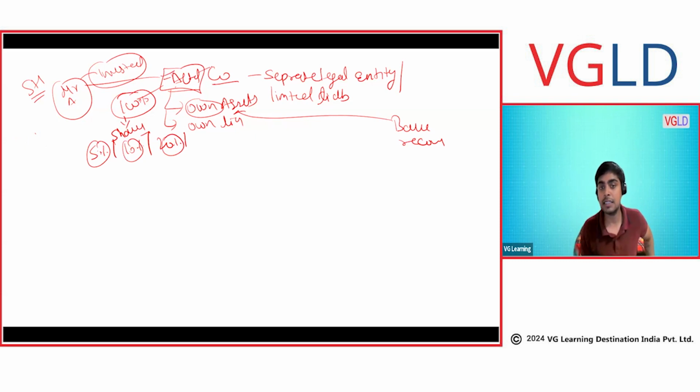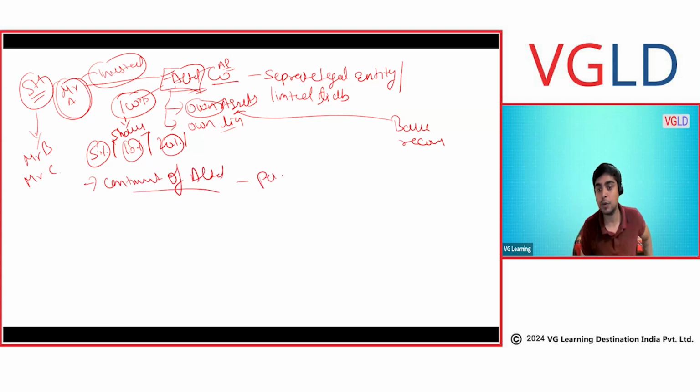A Limited, since it's an artificial person, will continue to run its business. If Mr. A doesn't want to continue the business, he just needs to transfer the shares to, let's say, Mr. B or Mr. C. He can discontinue and A Limited will continue to exist. So the continuity of A Limited will basically be perpetual. What is perpetual? Infinite.